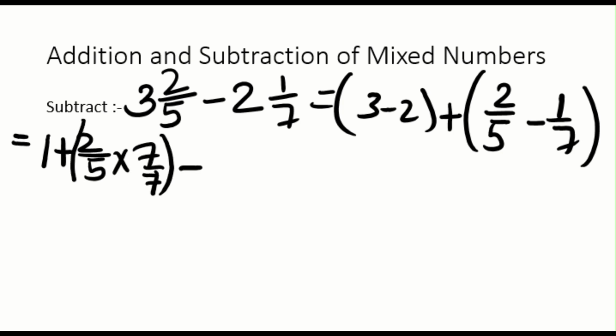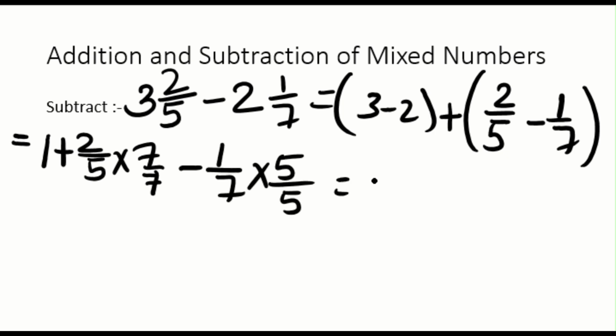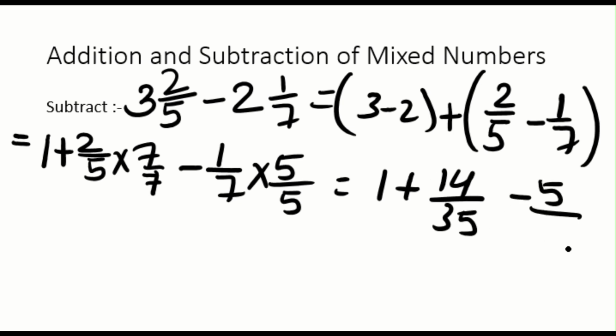Minus 1 upon 7 into 5. We're going to get 1 plus 14 upon 35 minus 5 upon 35.